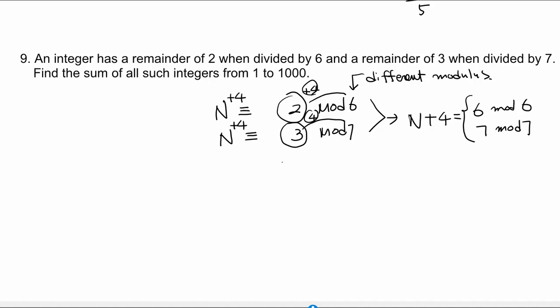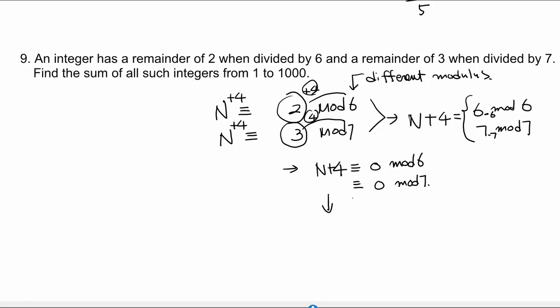6 mod 6, I'm going to write it down over here. n plus 4 is 6 mod 6, which is 0 mod 6, isn't it? You can take off the 6, and you can take off the 7, so you can also say 0 mod 7. So what does that mean? n plus 4 is a multiple of 6 and a multiple of 7.